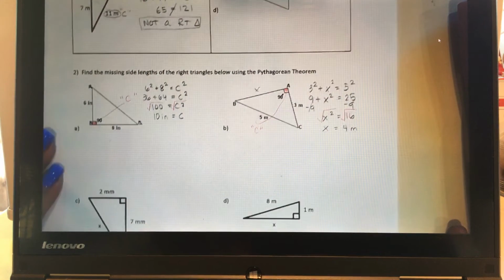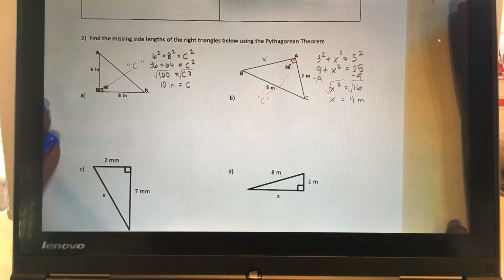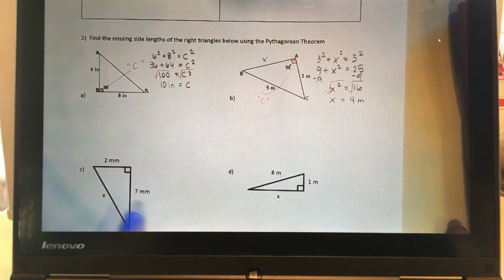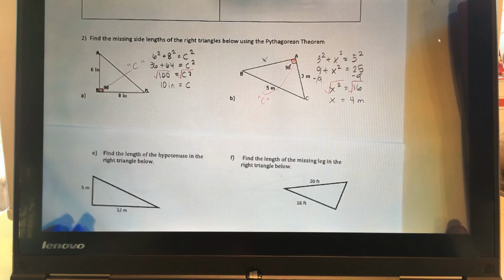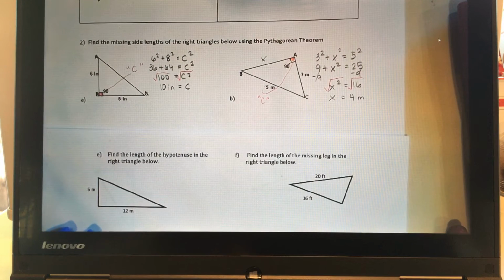Again, some of these examples I'm going to skip through just so that we can get to some of the other ones on the back side. So I'm going to skip on the front side of this worksheet, or on page 1, I'm going to skip C and D and take a look at E.